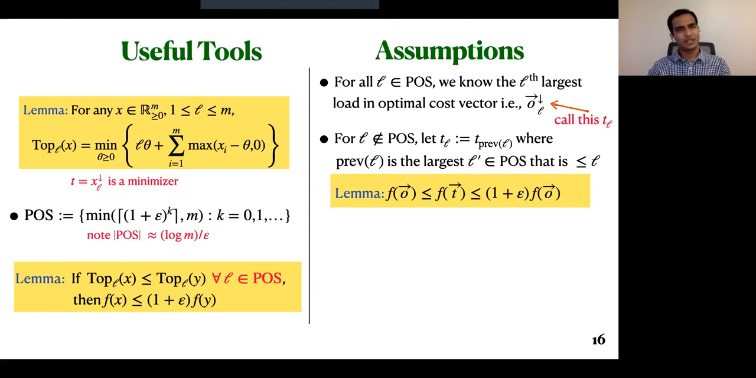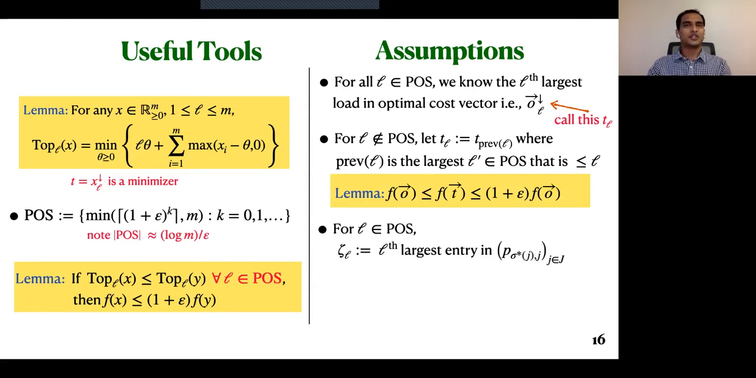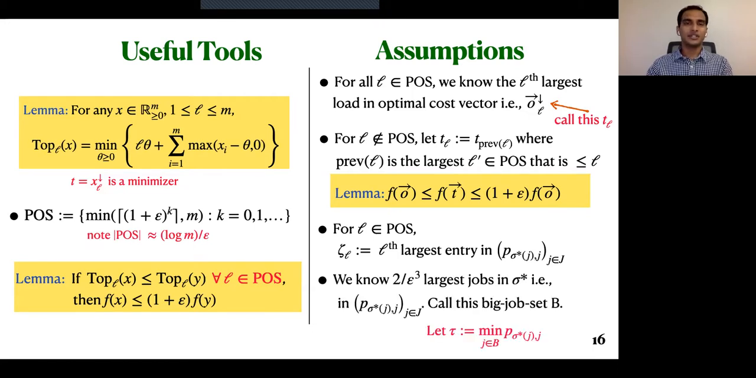Next, consider the individual job sizes in an optimal solution. We only consider those Pij where I equals sigma star j. For L in pos, suppose that we know the Lth largest individual job size. We'll call this quantity zeta L. We will also assume that we know the first 2 over epsilon cube largest jobs. We call these jobs large or big. And we'll use tau to denote the size of the smallest job in this list. So it's the smallest large job.